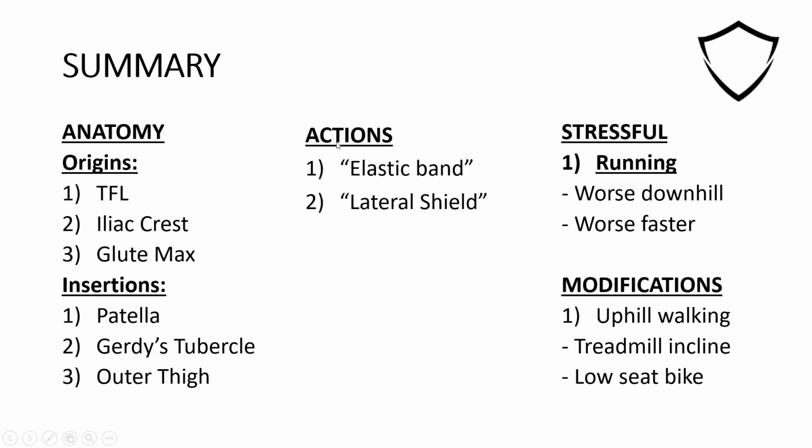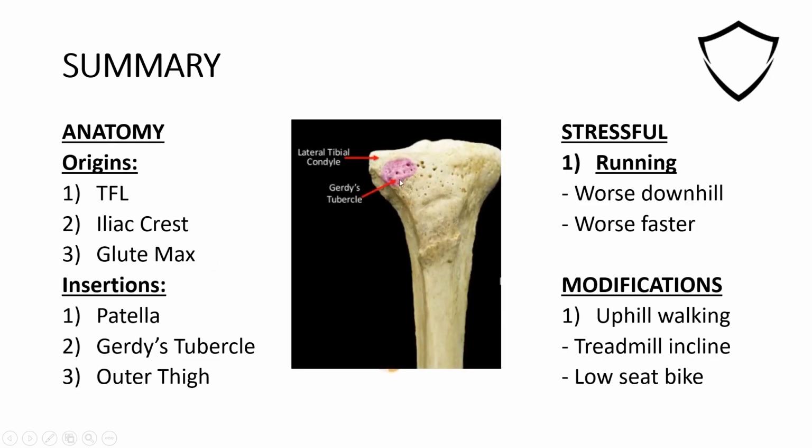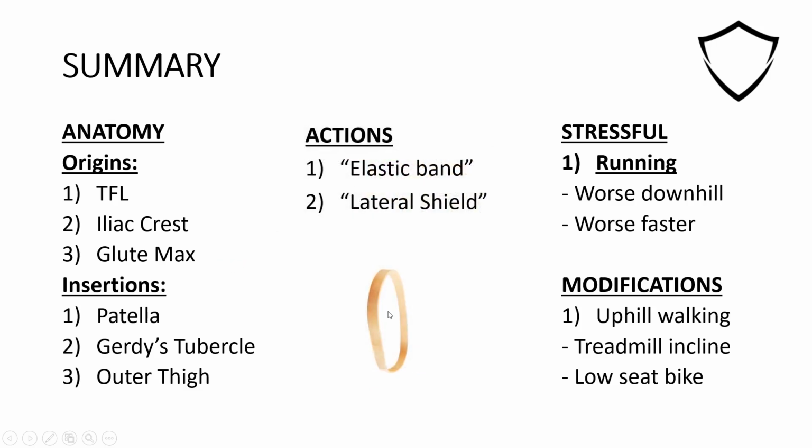So in conclusion, anatomy-wise, the big three: origin of the muscle, the TFL, the iliac crest, top of the pelvis, and the glute max, that big old butt muscle, and inserting into the outside of the kneecap, the Gerdy's tubercle, and across the outer thigh up until the last 5 to 7 centimeters before it inserts onto that Gerdy's tubercle. I wanted to show you a picture here of that. So there you go. You can see that point just on the outer aspect of the shin bone. There it is.